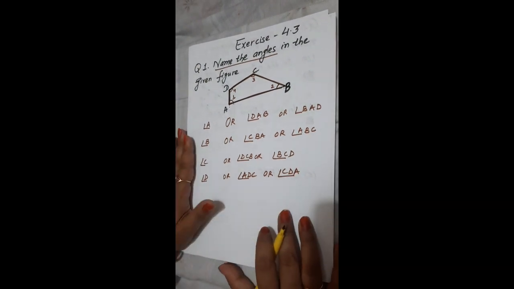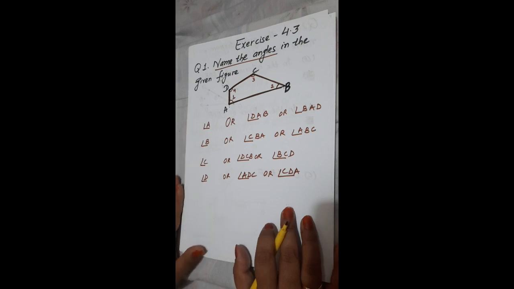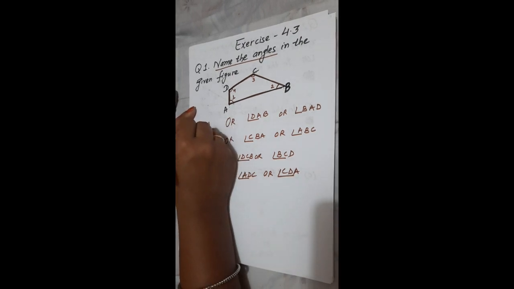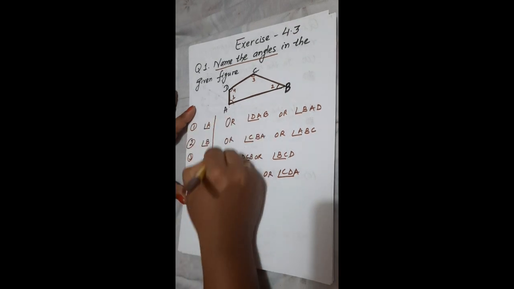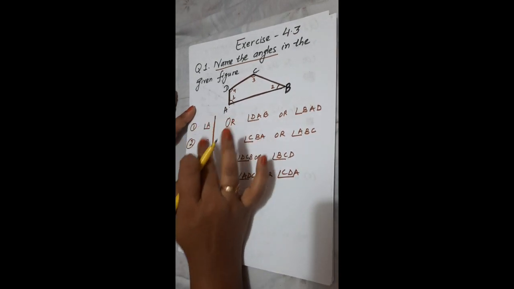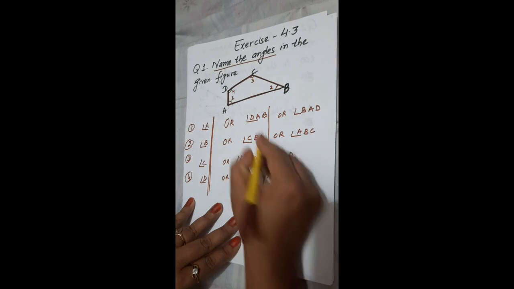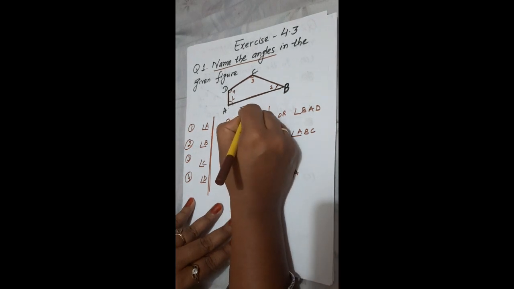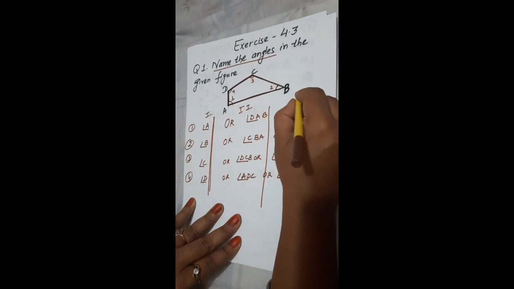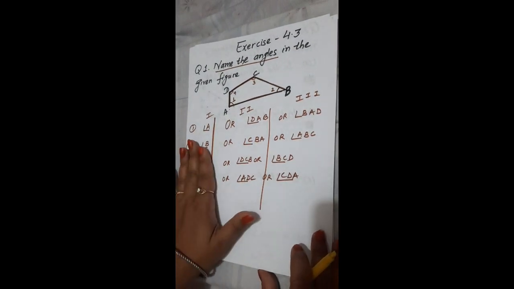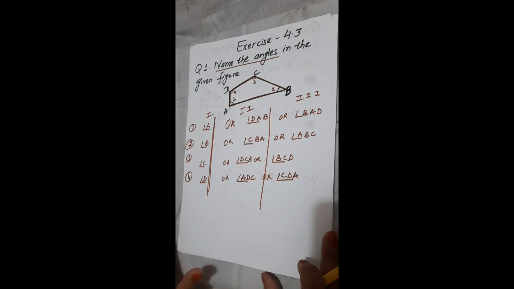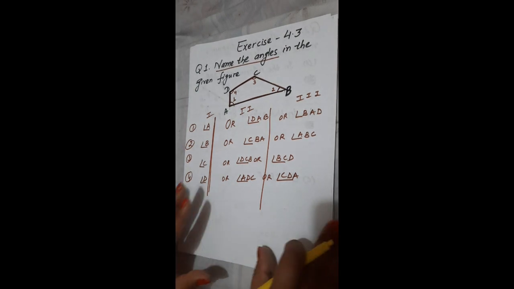So there are various ways to write the angle, so it's up to you. You can write any one. Either you can write angle A, angle B, angle C, angle D, or this is the second way, this is the first way, second way, and this is the third way. You can write in any way, either this or this or this. So these are the angles formed in the given figure.